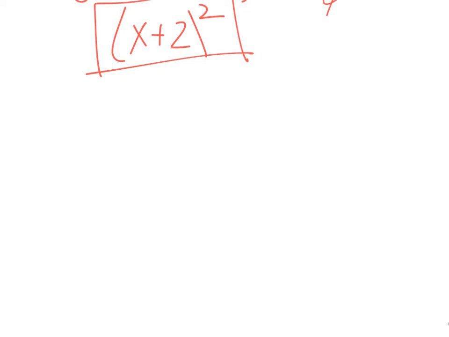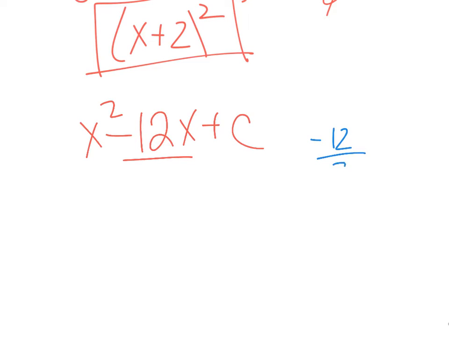So I'm just going to take some examples from the homework. This is the first one from the homework on Thursday: x squared minus 12x plus c. So we're going to take our b value, negative 12. Negative 12 over 2, and we're going to square it. So we get negative 6, and we keep those parentheses because we want to make sure we square that negative, so we get 36.